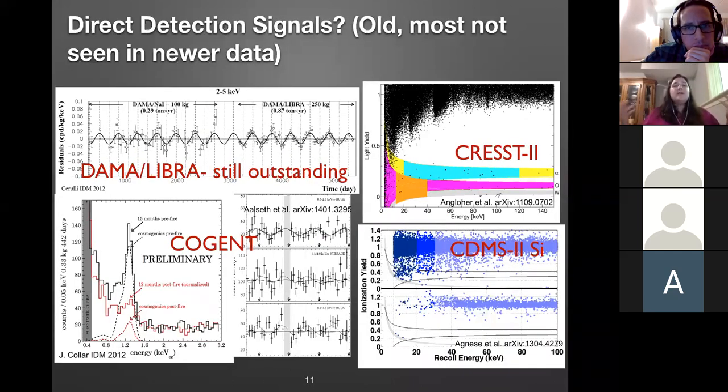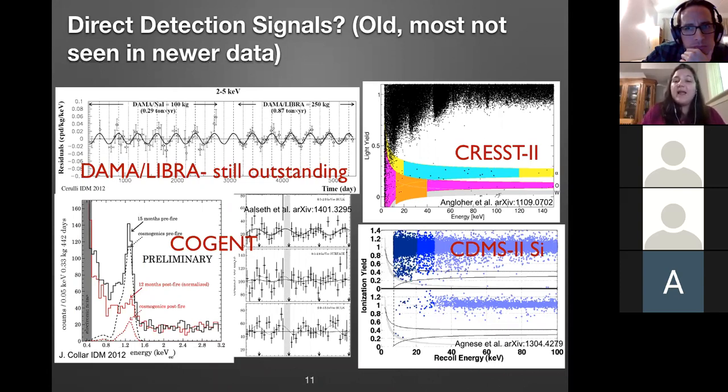So what would a signal look like? Well, our field has been full of hints of signals, and I want to give you a flavor of what that looks like and why it's a little bit exciting. And they show up in a number of different ways. In many of these cases, let's start with the ones on the right, we've got some energy of the events along the x-axis and some way of telling the difference between a nuclear recoil and an electronic recoil on the y-axis. So in the CRESST-II and CDMS detectors, these are cryogenic crystal detectors.